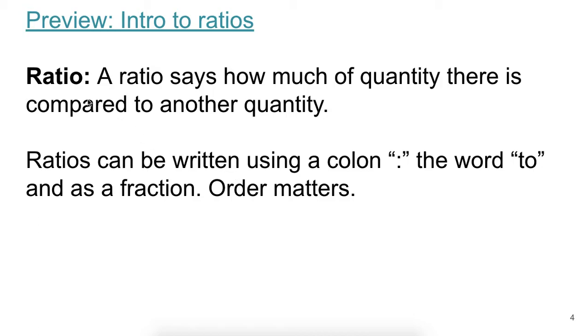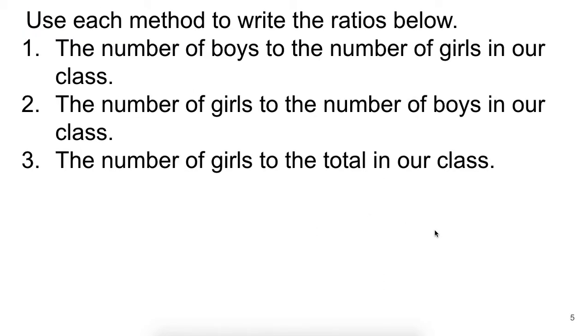What a ratio is: a ratio says how much of one quantity there is compared to another. And that will be our definition we will use. So how much of one quantity there is compared to another. And a ratio can be written using a colon, the word to, and as a fraction. Next slide, we'll model those. And also order matters. That's what you need to remember, is order matters. So let's talk about that. Let's go to the next slide and talk about that, okay?